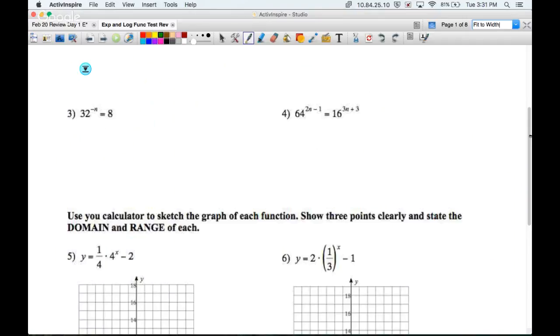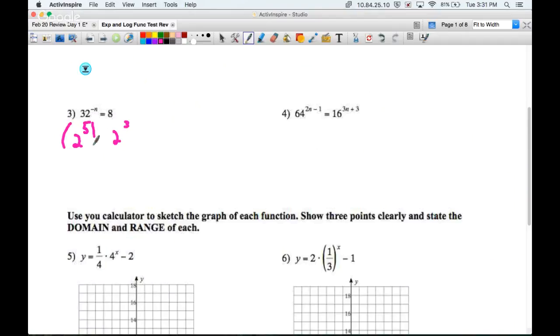Number 3, I'm going to do this by making the bases match. It would be an easy problem to do with logarithms, but I just want to show a different way. One way to do this is to recognize that 32 is a matching power to 8 if we use 2 as the base. So 32 can be expressed as 2 to the power of 5, and 8 can be expressed as 2 to the power of 3.